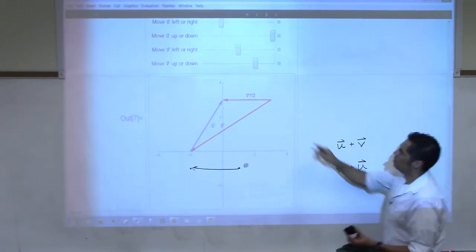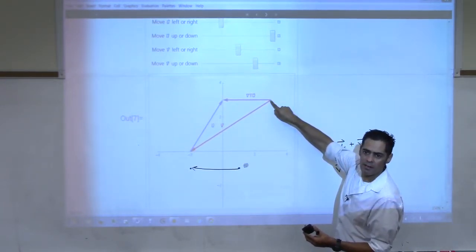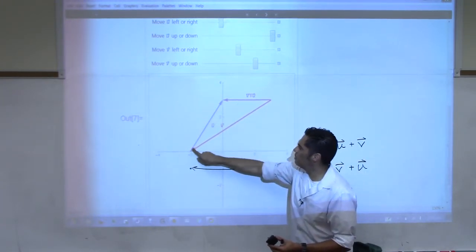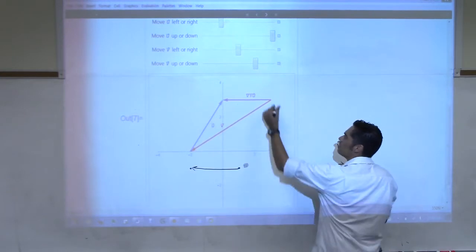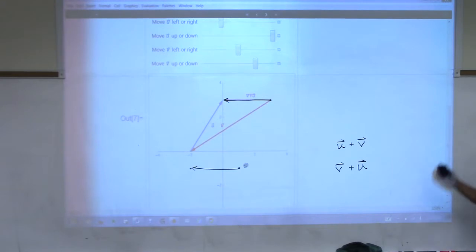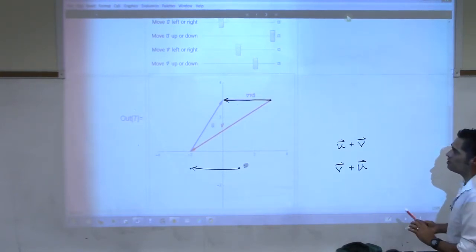So I'm going to start here, at the tail of v, follow down. There's the tip of u, takes me back up there. So the result is that I went from here to here, isn't it? Are they the same? Yes, because those two resultant vectors, the resultant vector being the vector you get as a result of the addition, have the same length and are pointed in the same direction, aren't they?